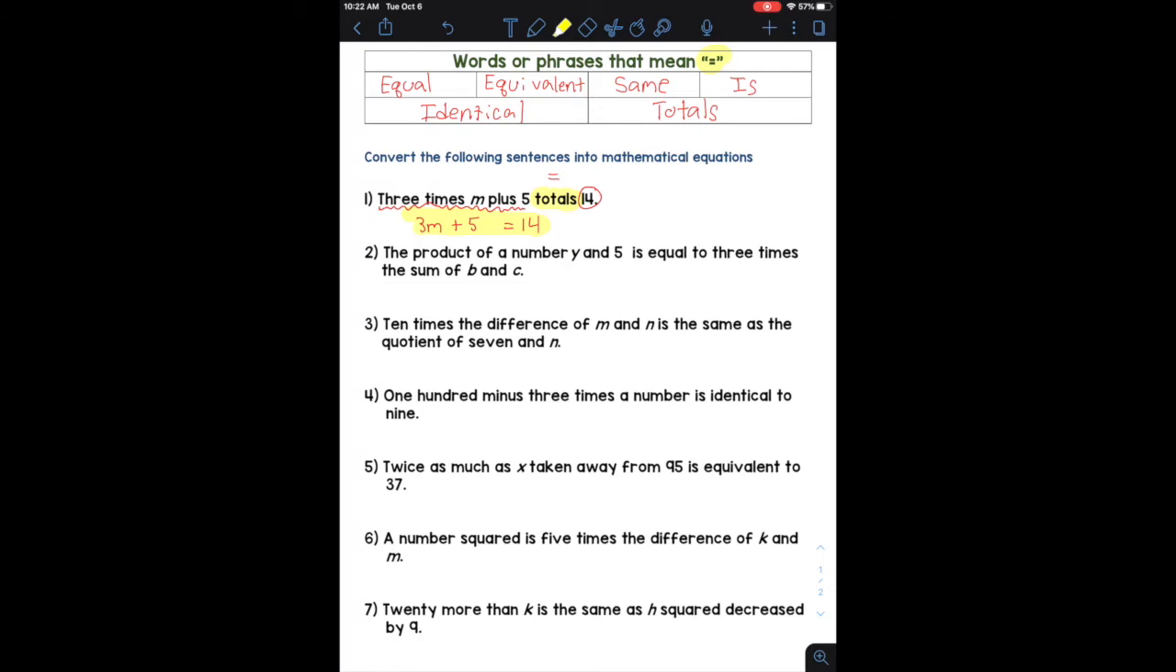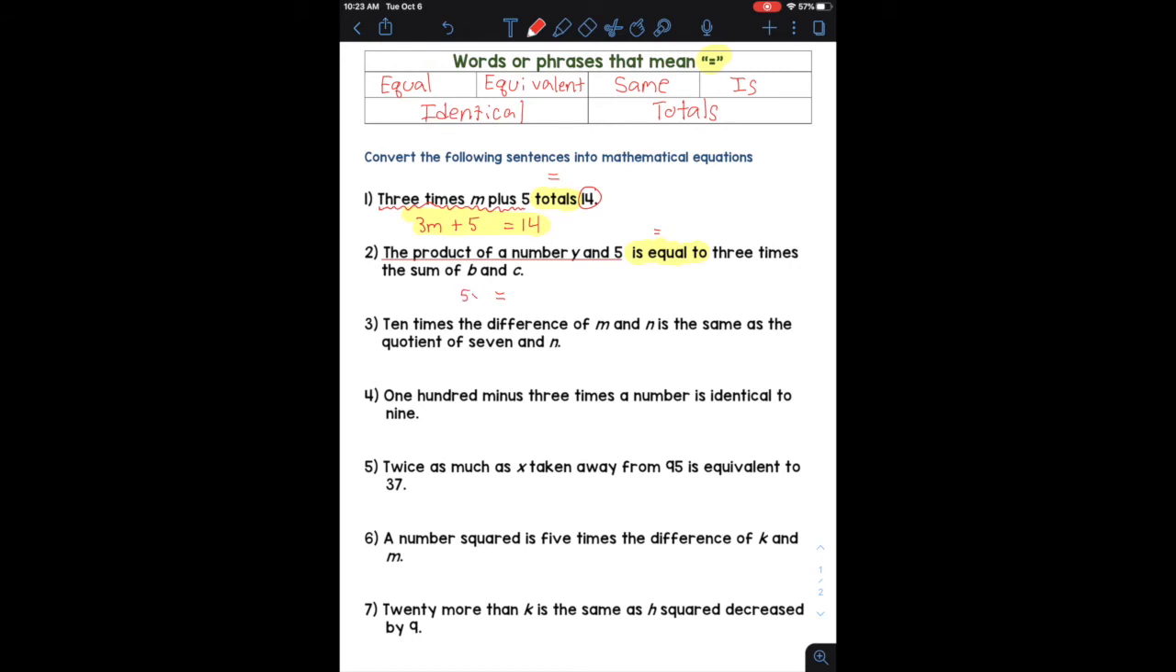What word or phrase means equal sign in this sentence? That would be is equal to. So I'm going to put a little equal sign above it. Everything on the left will go on the left of our equation, and everything on the right will go on the right. So let's do the product of a number y and 5.